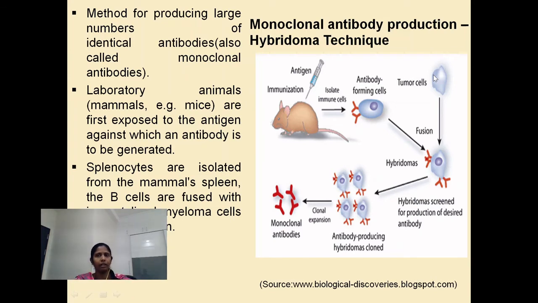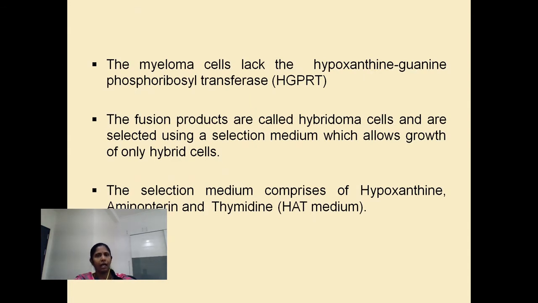It is important that these cultured myeloma cells are negative for the HGPRT gene, that is, the hypoxanthine phosphoribosyl transferase gene. Such HGPRT negative myeloma cells are then fused with the splenocytes in the presence of polyethylene glycol or by electrofusion. The mixture of cells obtained after the fusion process includes several types of cells, that is, unfused B cells, unfused myeloma cells, then products of fusion of multiple cells, and the hybridoma cells also.